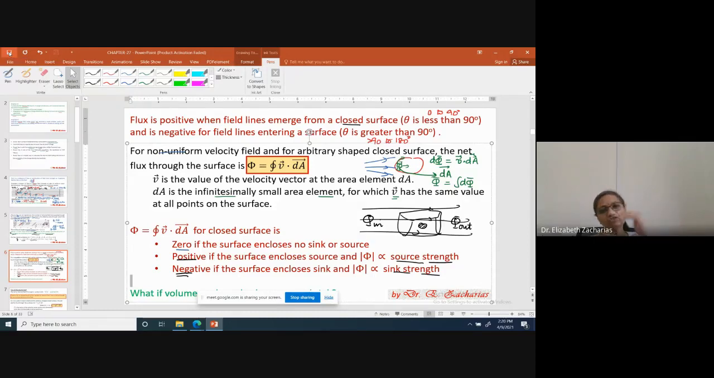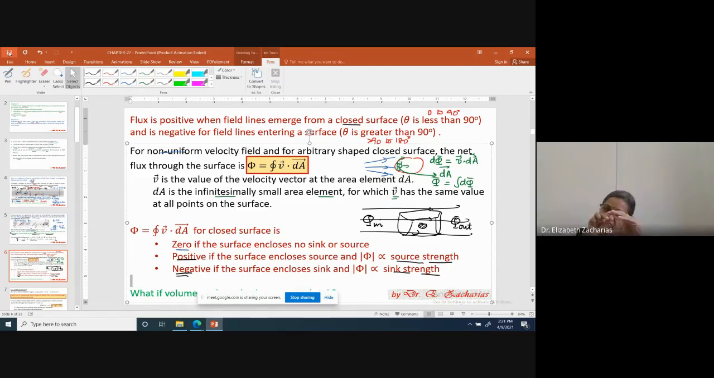Now, if my velocity does not have the same value everywhere on the area and my surface is not of a regular shape, then my flux will be the integral of V dot dA. Next, we saw what happens if my closed surface does not have any sink or source. The volume flow rate entering will be the volume flow rate going out. Therefore, the flux will be zero. Then we saw that if we have a source inside, then more goes out than enters. Therefore, the flux will be positive.